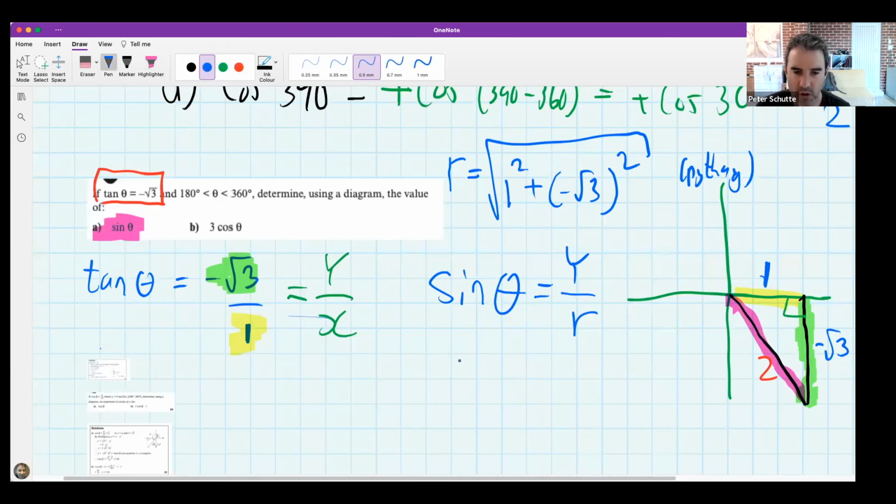Okay. So what is my answer going to be for this? We are going to get y is minus root 3, and r is 2. And so the answer is minus root 3 over 2. And again, notice how I'm taking the information from my triangle and using it to evaluate this, because the question says you have to use the diagram. See if you can work out 3 cos theta for me. How would you evaluate the value of 3 cos theta now that we're getting going here?